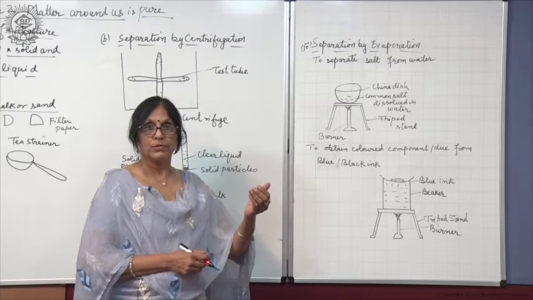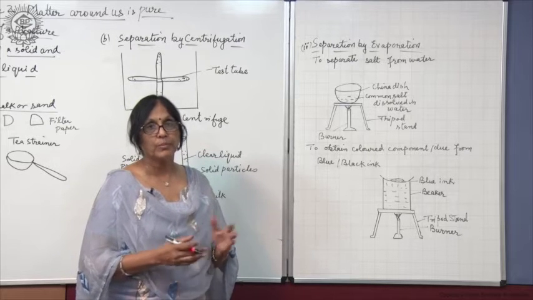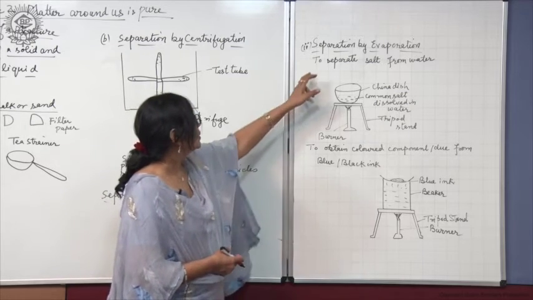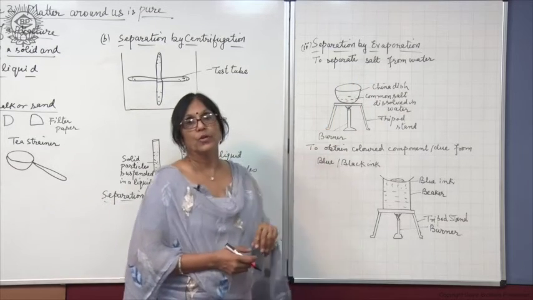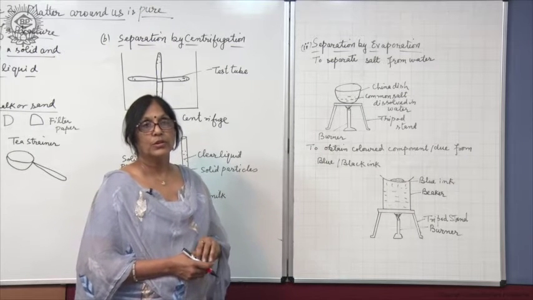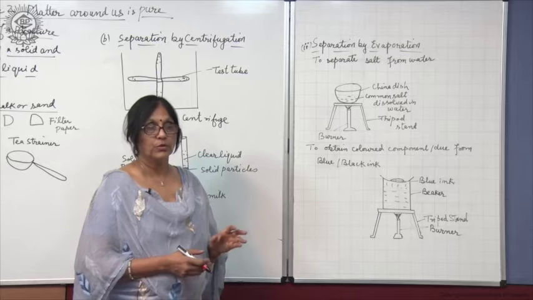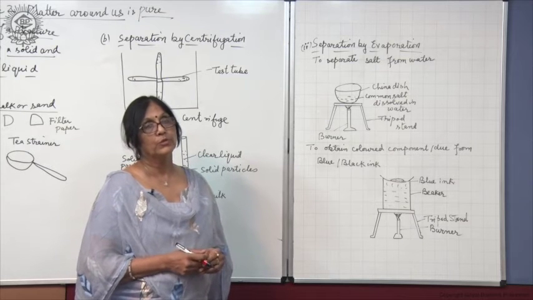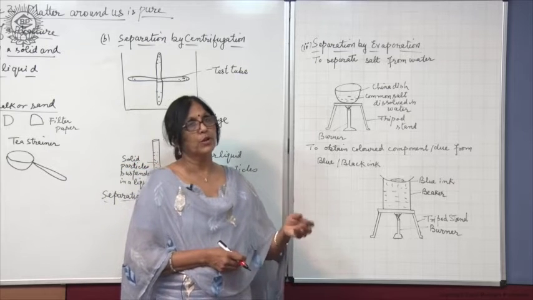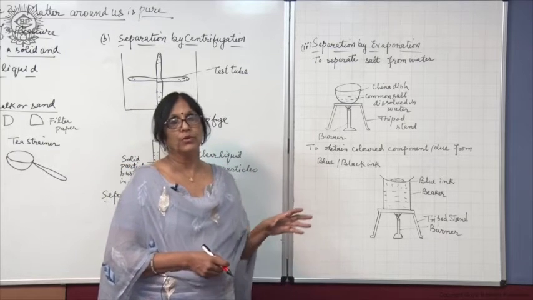Now, if you dissolve common salt in water, it dissolves. How to separate it from water? So, let us take one example. To separate salt from water, take common salt which we use in our house and dissolve it in water; it forms a clear solution. Now, how to separate them? You have to evaporate it by heating. Even if you keep it for some time, water will slowly evaporate, leaving behind the salt.